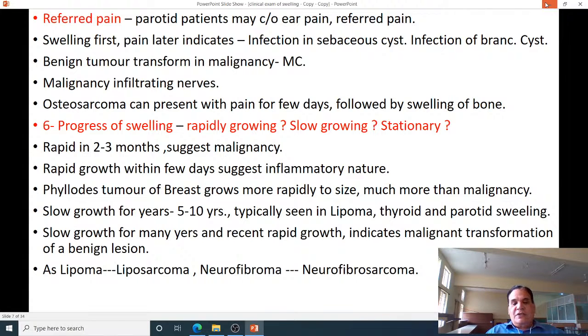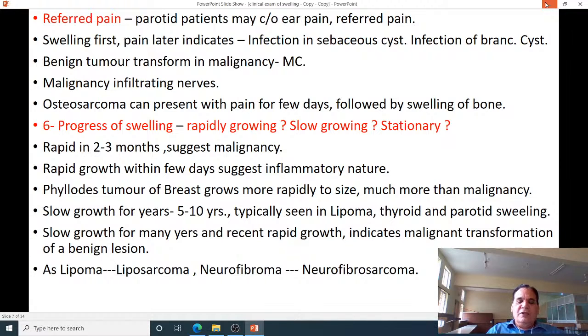Rapidly growing suggests malignancy. Rapidly growing but only a few days, then it is not a malignancy, it is inflammatory. There are some exceptions because phyllodes tumors of the breast grow very rapidly within a few weeks, but it is not a malignant tumor. Now patients say, oh, it is there last 5 to 10 years, I didn't get time, now I come to you.